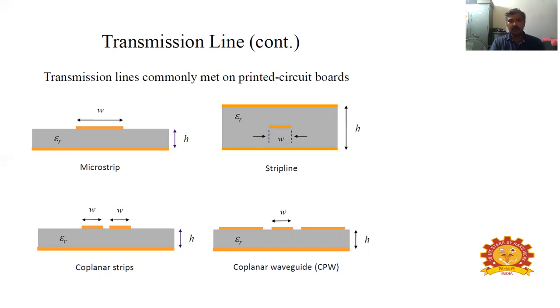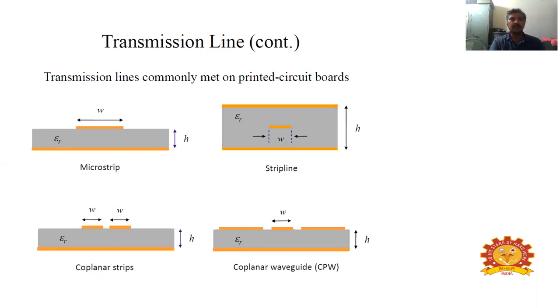The next one is a strip line. There also you can see the image of a strip line where you have W and H. Here W seems to be somewhat smaller when compared to H. And again here we have epsilon R, the relative permittivity. The image of the strip line has been shown very clearly, and you can easily find the relationship between H and W.